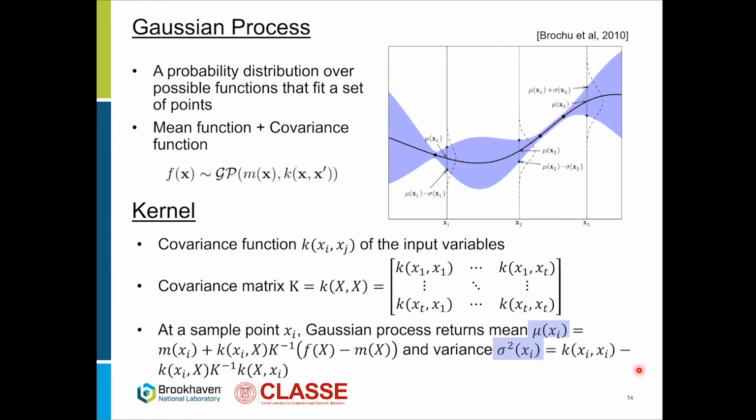So the kernel here is the covariance function of all the input variables. And when we have a whole set of input points, we can create a covariance matrix, capital K, which includes all the correlations between all the input dimensions. As we can see in the picture on the top right, at a certain sample point xi, the Gaussian model will give a predicted mean mu and a predicted variance sigma. The value here is demonstrated with the black line, which are all of the mean values, and the purple area is all the variance. Okay, next slide.